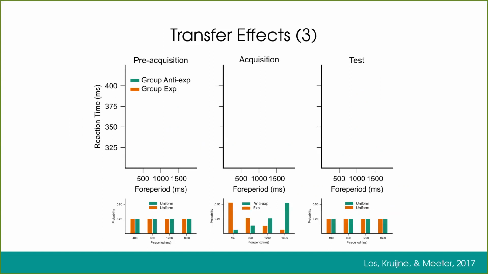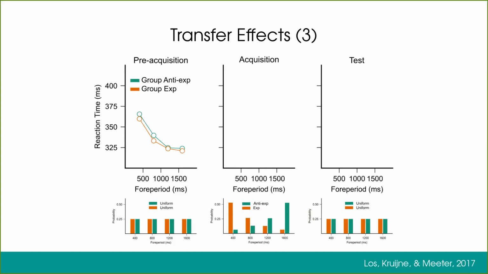On the longest time scale, temporal preparation is modulated across experimental blocks. This was shown in an experiment that was divided in 3 different phases with 2 groups of participants, the anti-exponential and exponential group. In the pre-acquisition phase, both groups received the same uniform distribution, as displayed on the left bottom. As expected, the reaction time foreperiod function for both groups were similar.